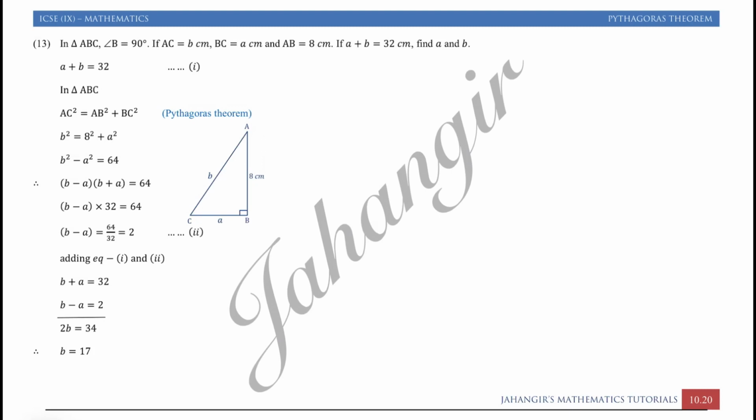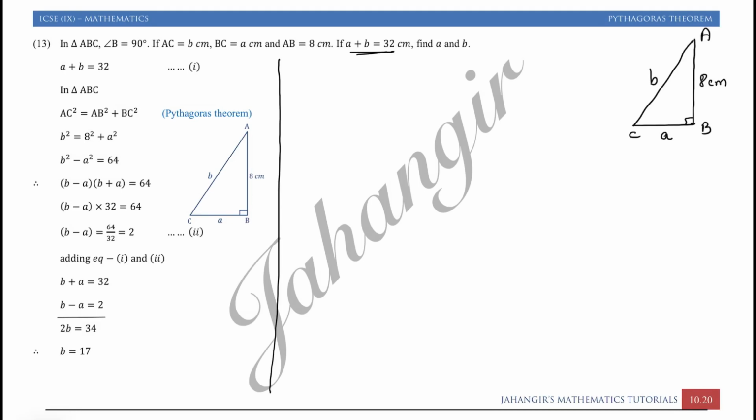Question number 13 is of same type. Let us draw the diagram again. In triangle ABC, angle B is 90 degrees, AC is b, BC is a, and AB is 8 centimeter. If a plus b is equal to 32, we have to find the value of a and b.